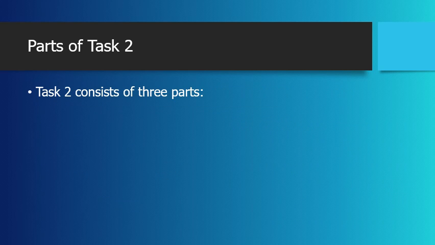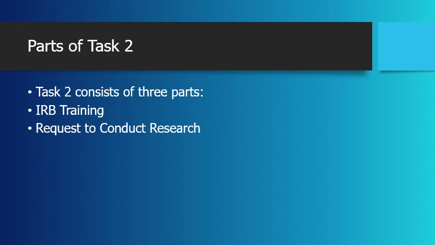So Task 2 is made up of 3 parts. There's the Institutional Review Board training, the request to conduct research, that's a form you'll fill out, and the informed consent form.